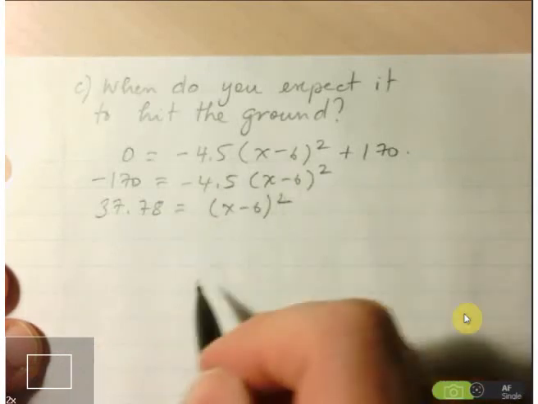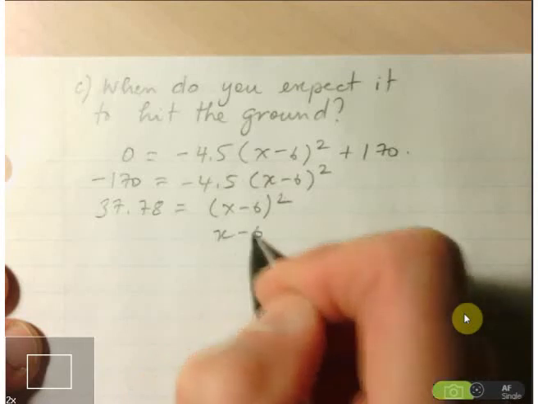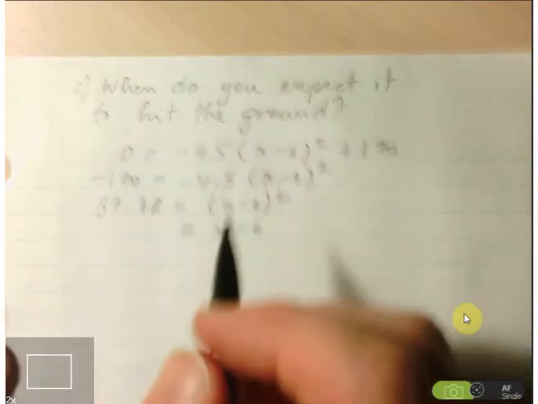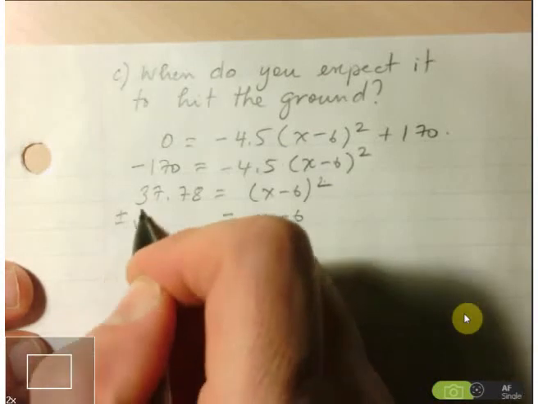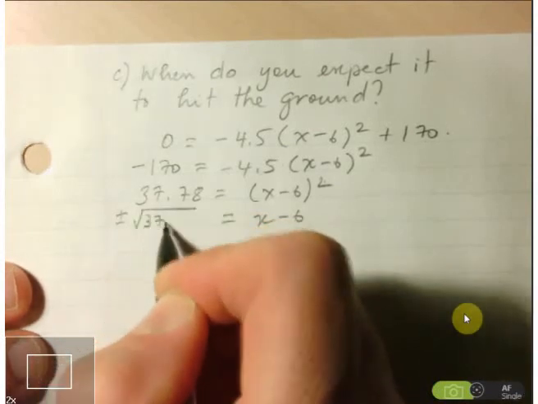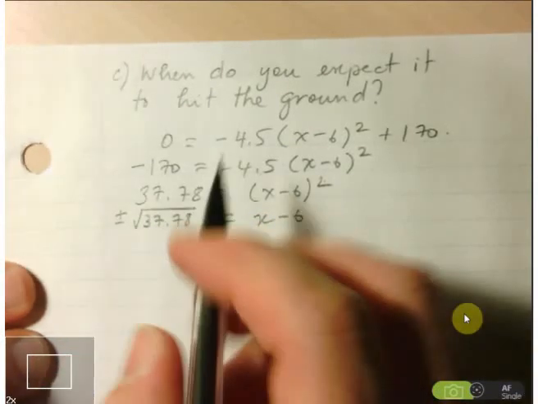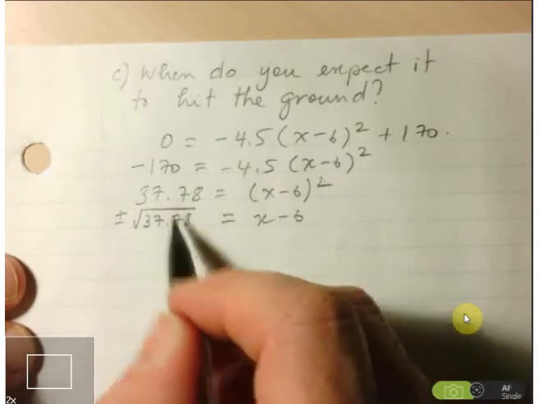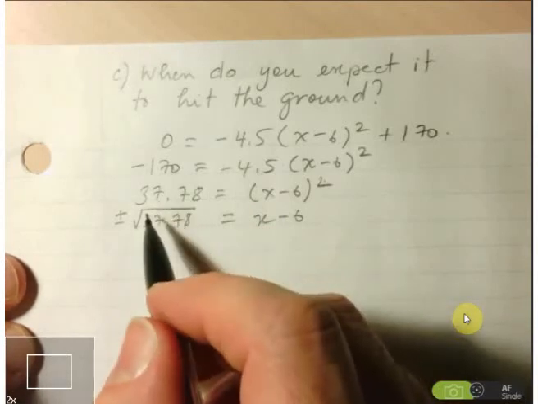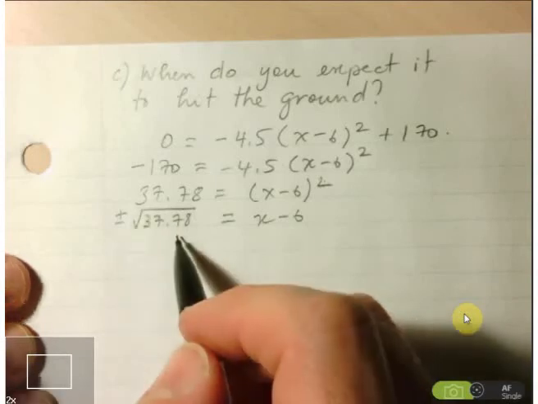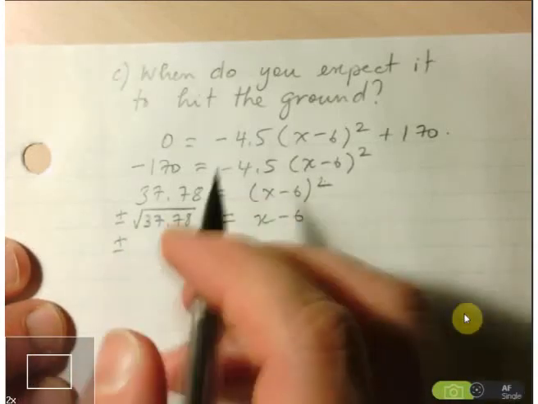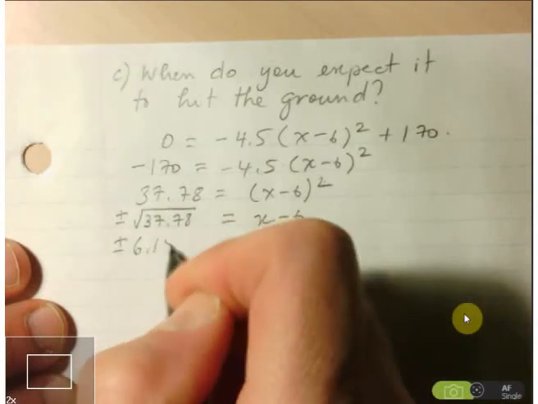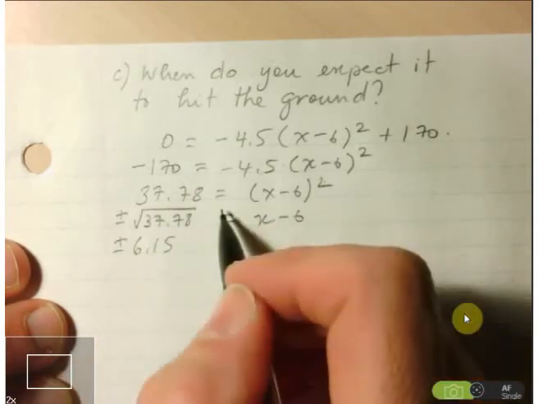Now let's get rid of our exponent, so we have to take the square root. And yet another reminder that when you're taking a square root, you have to consider both the positive and negative possibility. Now in this case, we may not take both answers because we know we can only deal with positive numbers, but it could be that both of them will be positive. So here I'll estimate that the square root of 37.78 is approximately 6.15.